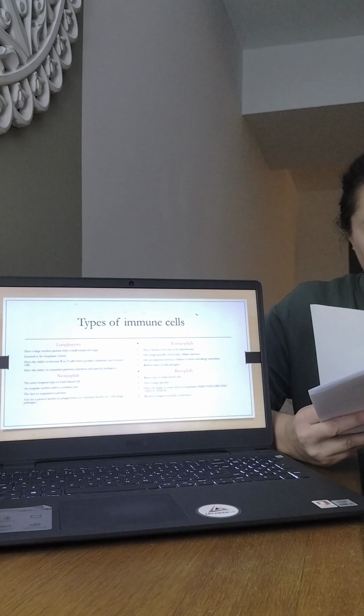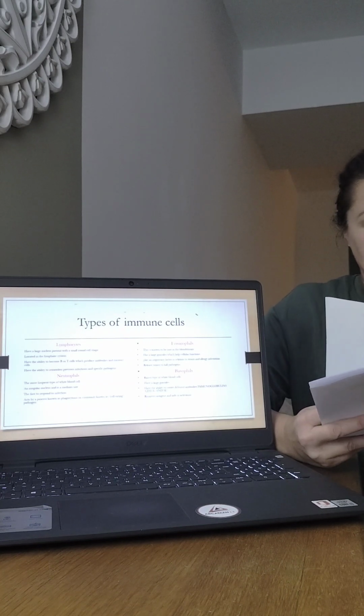Lymphocytes have a large nucleus and a small round shape, and are located in the lymphatic system. They have the ability to become T or B cells, which produce antibodies and memories, able to remember previous infections and specific pathogens.